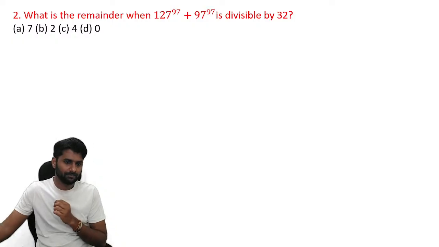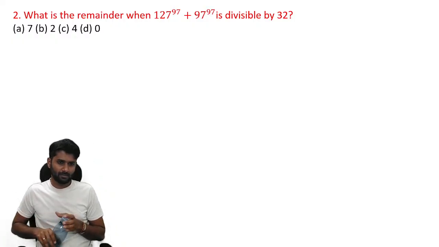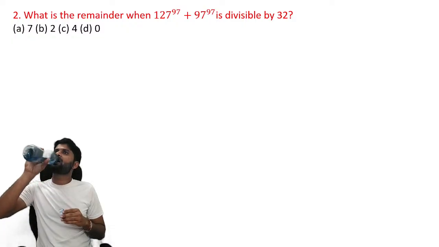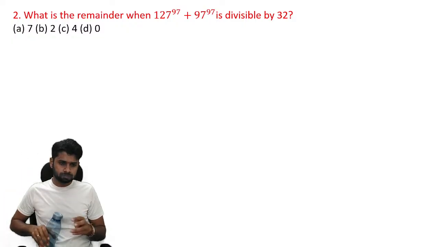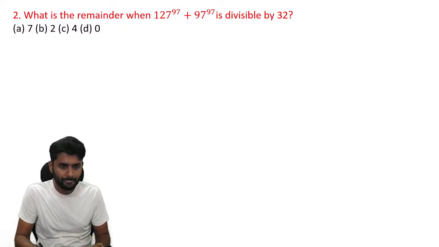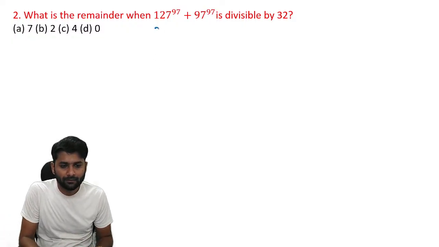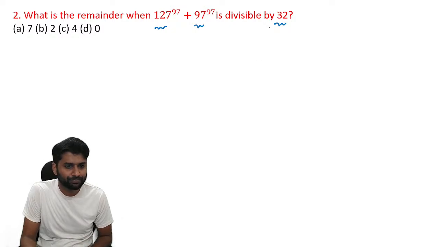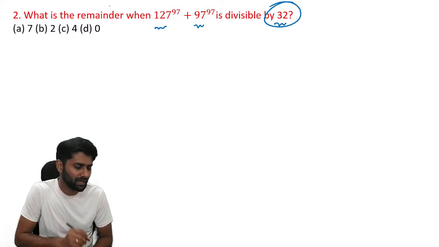Try this question. If 127 power 97 plus 97 power 97 is divisible by 32, what can be the remainder?